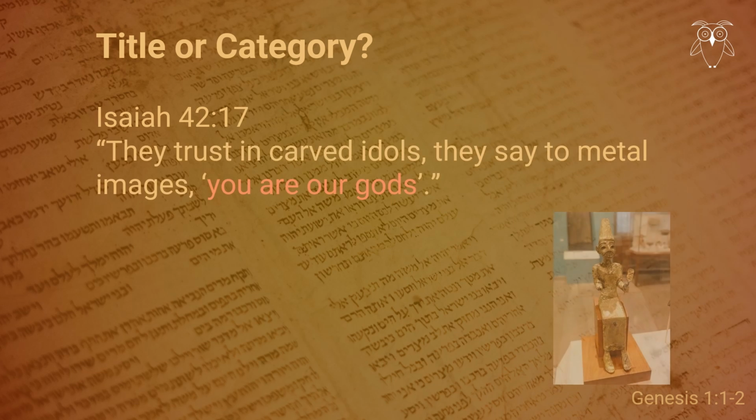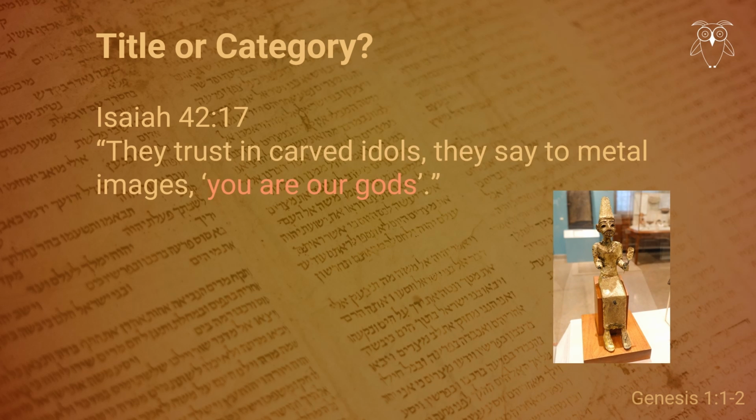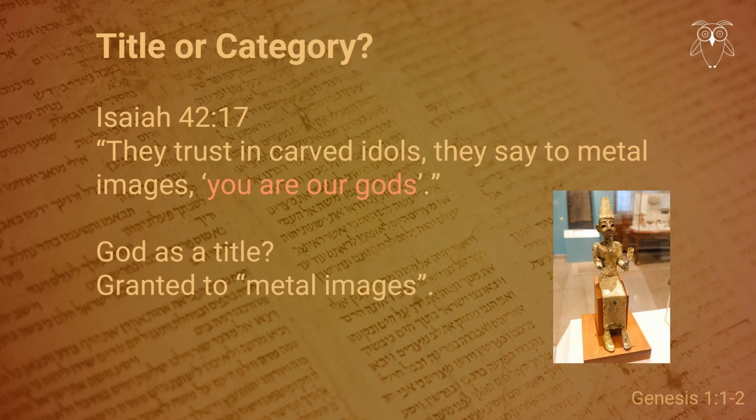Here the prophet is speaking to the people who worship other gods. They trust in carved idols. They say to metal images, You are gods. This seems to indicate that God is a title that can be granted to some object. In this case, an image made of metal.